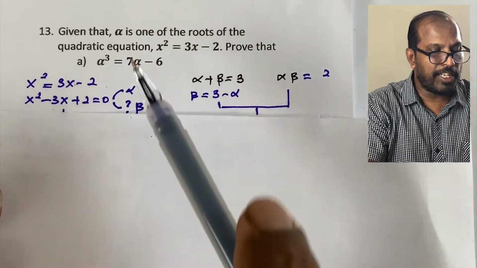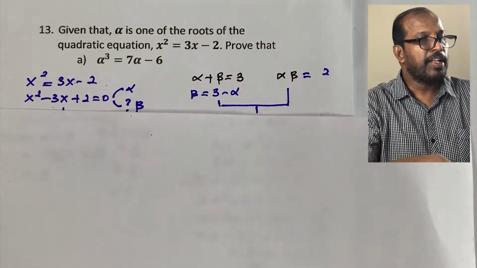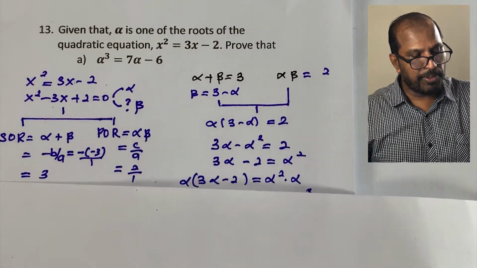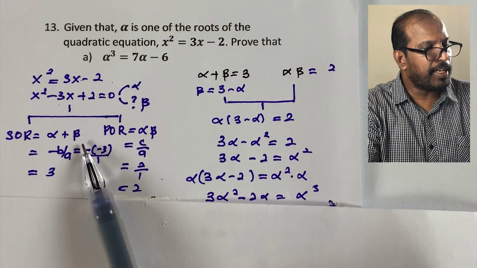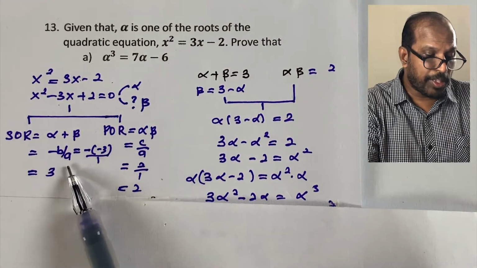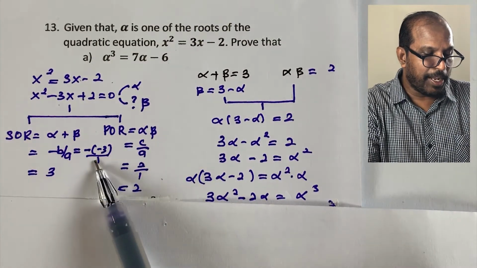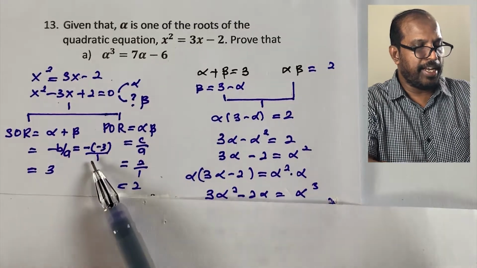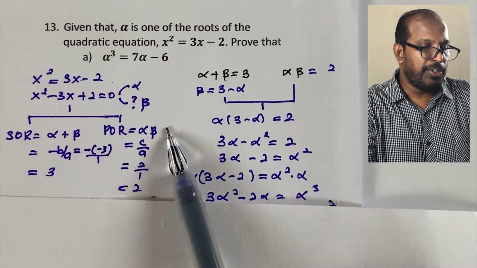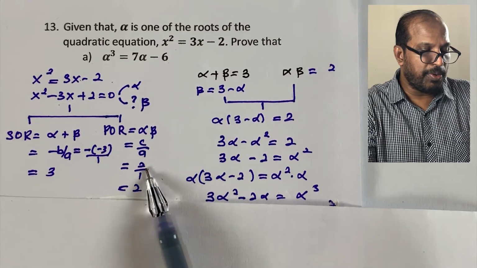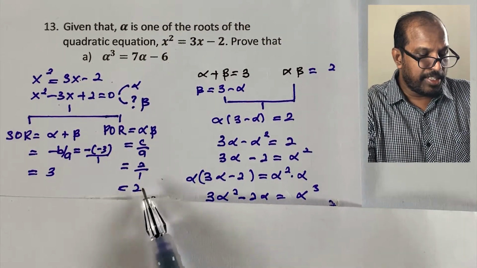And we have alpha as one of the roots. The other root we don't know, but I name it beta. Now we're going to find the sum of the roots and the product of the roots. The sum of the roots, alpha plus beta, is equivalent to negative b over a, where b is negative 3 and a is 1. So I get negative negative 3 over 1, which equals 3. Whereas for the product of the roots, alpha beta equals c over a, which is 2 over 1, therefore equal to 2.